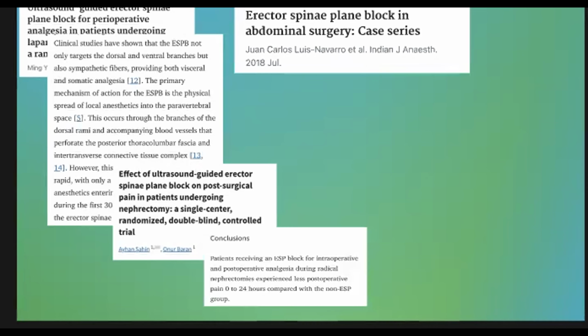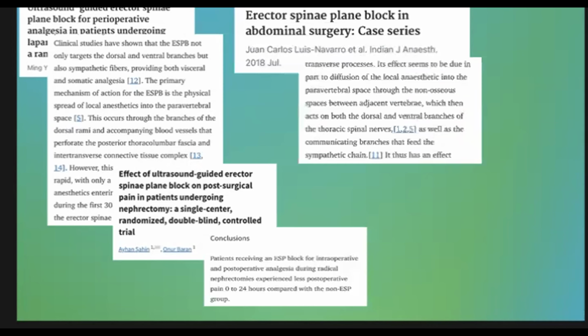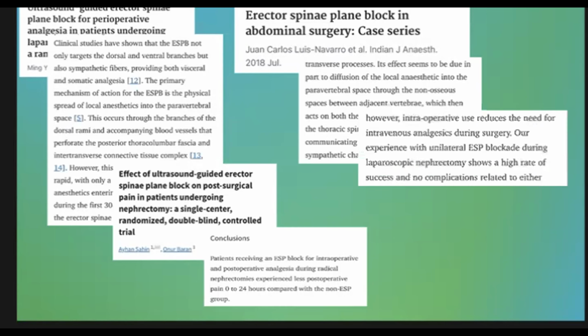Another study conducted by Wang et al. in 2018 stated that the effect of the erector spinae plane block could be partly due to diffusion of local anesthetic into the paravertebral space through the non-osseous spaces between the adjacent vertebrae, which acts on the dorsal and ventral branches of the thoracic spinal nerves, as well as the communicating branches that feed the sympathetic chain. It also stated that the intraoperative use reduced the need for intravenous analgesics during the surgery.